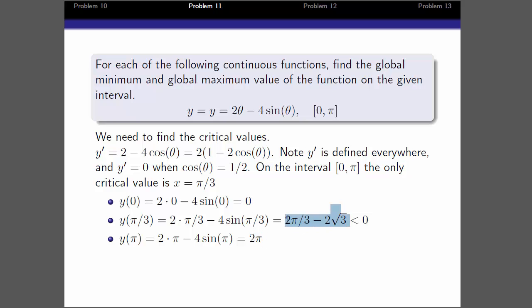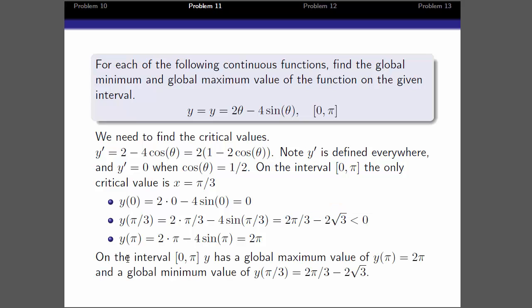The smallest output value works out to be 2 pi over 3 minus 2 root 3. It's a negative number. That's all we really need to note to determine that it's the least of the three values. So, on the interval 0 to pi, y had a global maximum value of 2 pi and a global minimum value of 2 pi over 3 minus 2 root 3.